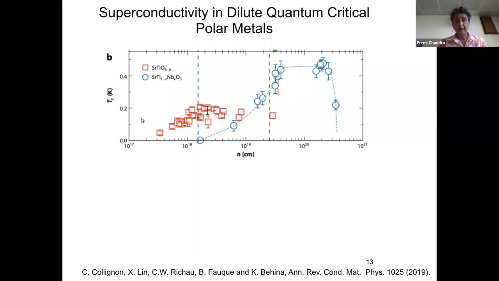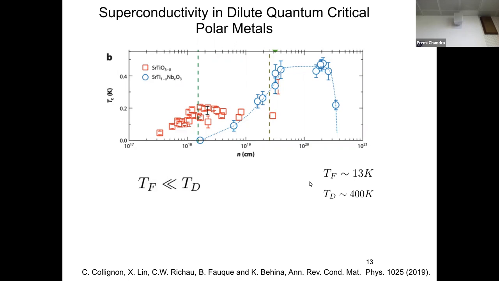So for strontium titanate, we have Tc as a function of density. This is very similar to the plot that we saw shortly from 1967 when it was originally found. More recently, depending on doping, you can actually go to lower densities and see superconductivity. When I say dilute, I mean low carrier density. Remember that we discussed last time, because of the large dielectric constant and therefore the large Bohr radius, this system goes from insulator to metal at very low concentration.